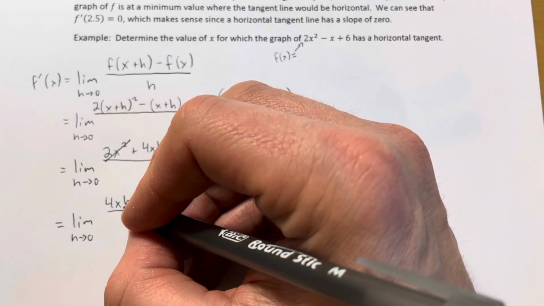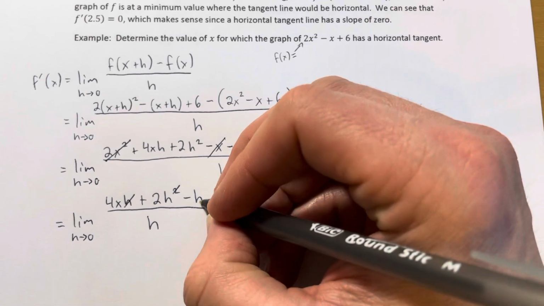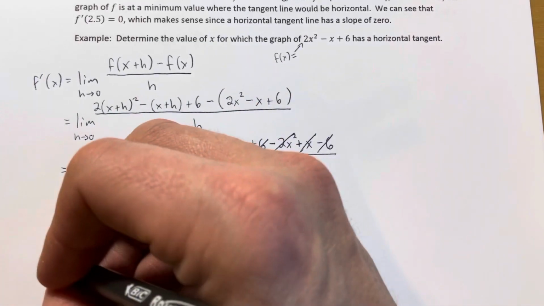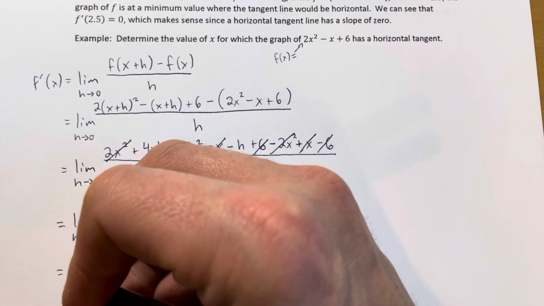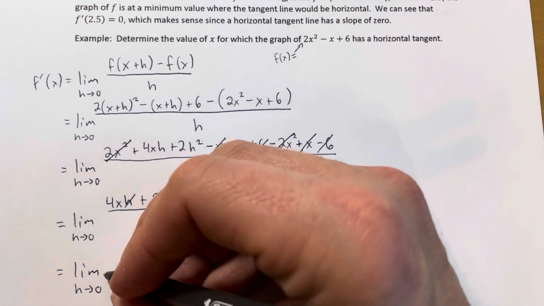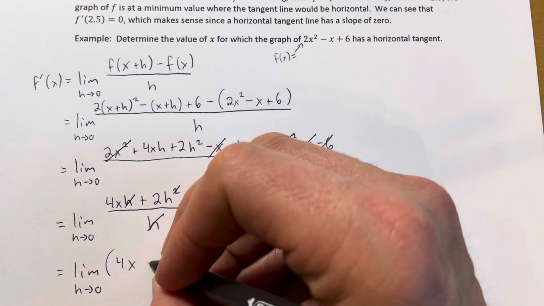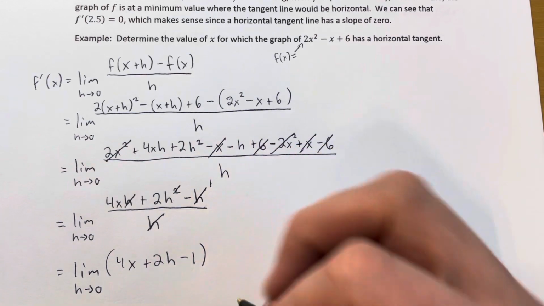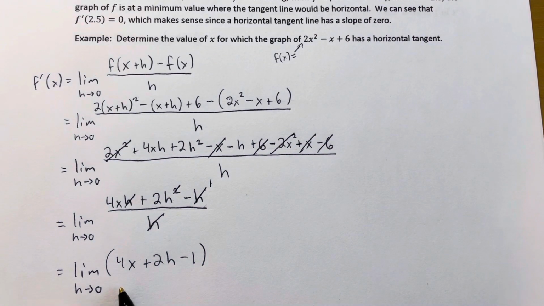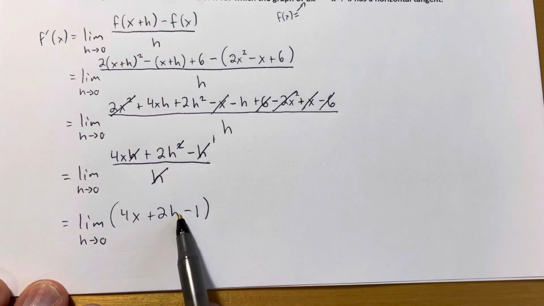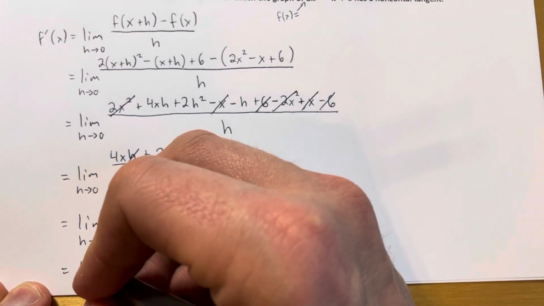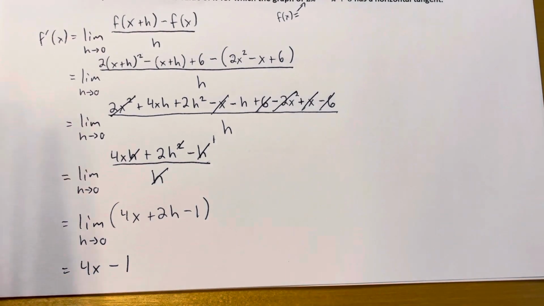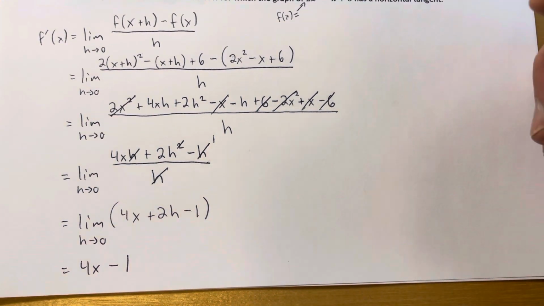Cancel an h from each term, so that goes away. I lose one of those h's. I lose that one, but remember it leaves a 1 behind, so that's really a minus 1, and that all canceled. Limit as h approaches 0 of 4x plus, there's still an h there, so 2h minus 1. The direct substitution step works now, so I could plug a 0 in for h, and I have 4x minus 1. Okay? Quick side note before we try and answer this question.